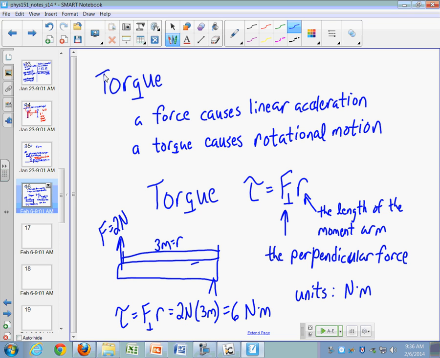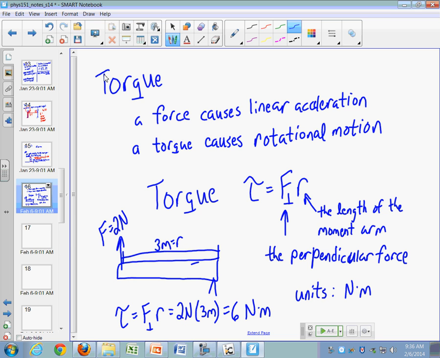If you've ever used a torque wrench, sometimes they'll have Newton meters on them. Other times they'll have what units on them? More common, actually, on a torque wrench? Foot-pounds, right, because the foot is the British measurement for distance, and pounds is the British measurement for force. So Newton meters or foot-pounds are the units for torque.